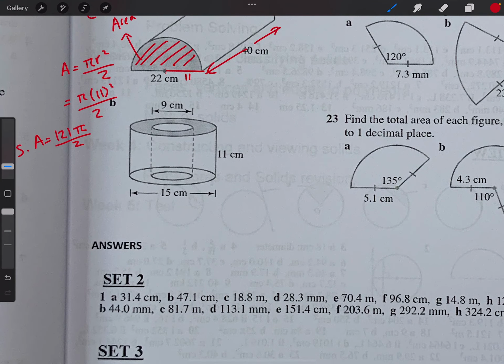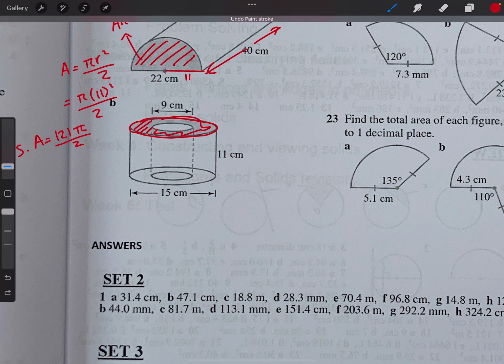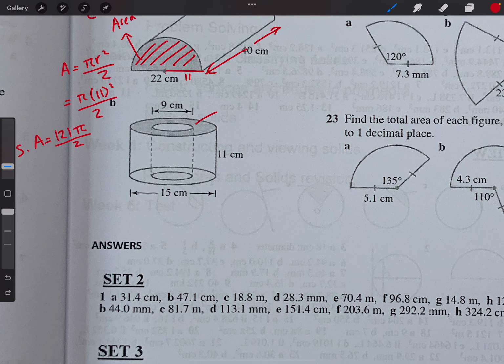Next one, I'm going to find the cross-section area, the area of this shaded region here, and multiply it by 11. To find the cross-section area, we find the area of the big circle, find the area of the small circle, and do subtraction. So the cross-section area is equal to the area of the big circle, take away the area of the small circle, and then the volume is going to equal the cross-section area times 11.